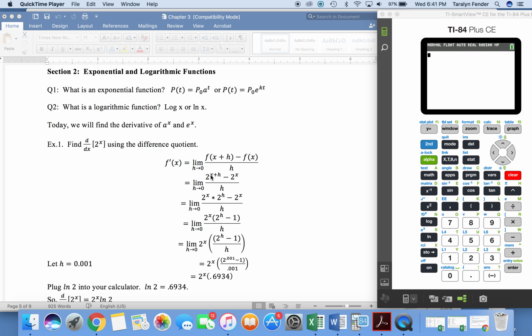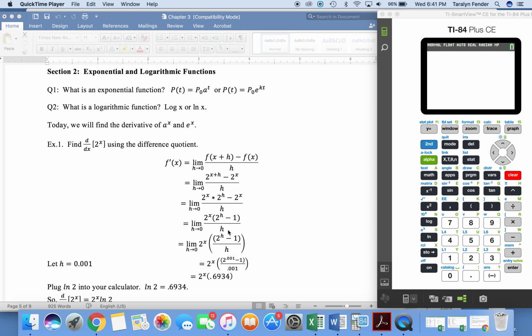So just bear with me a minute. We are taking 2 raised to x plus h, minus 2 to the x, over h. Then we're separating this, because this says these two are added together, which means I can multiply them. So this is 2 to the x times 2 to the h, minus 2 to the x. We have a common factor here, so we're going to factor that out. And then we have 2 to the x times 2 to the h minus 1, all over h.